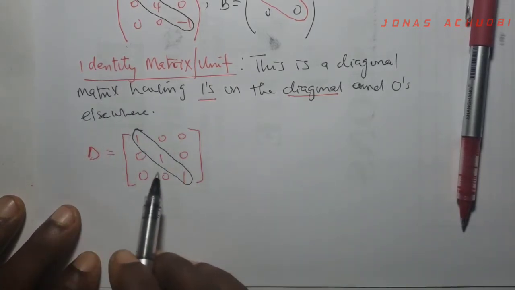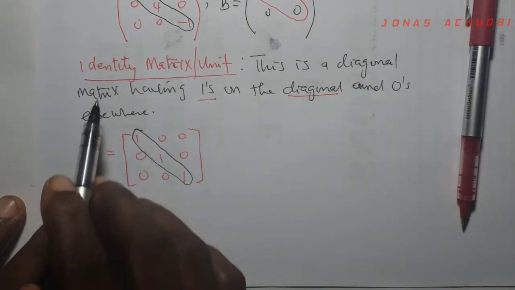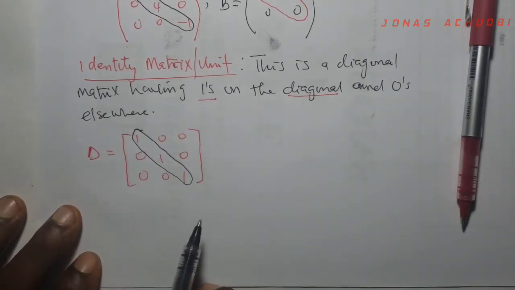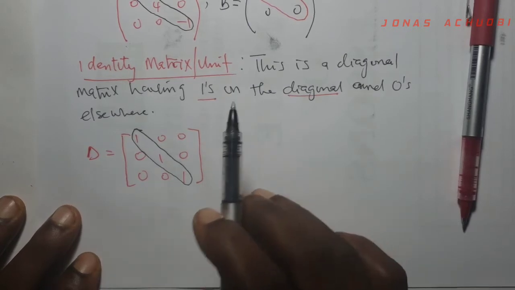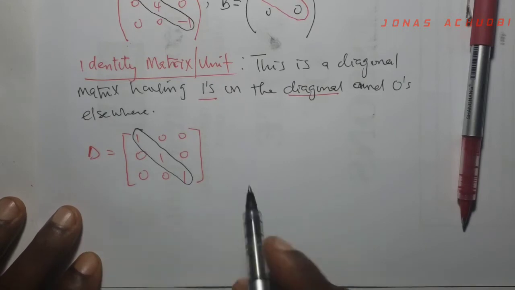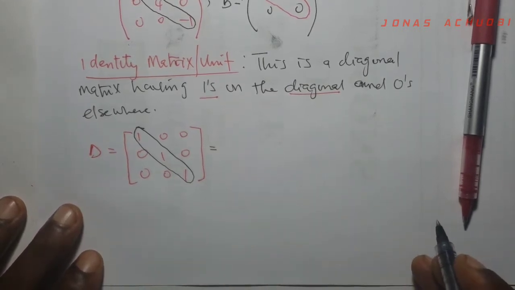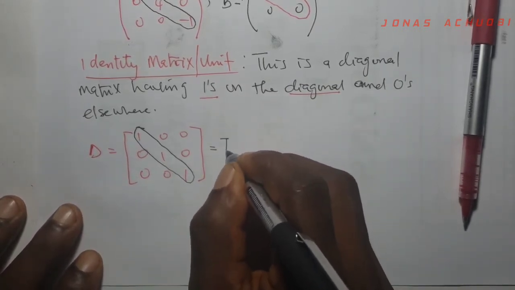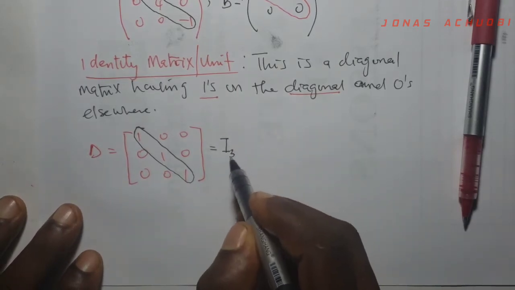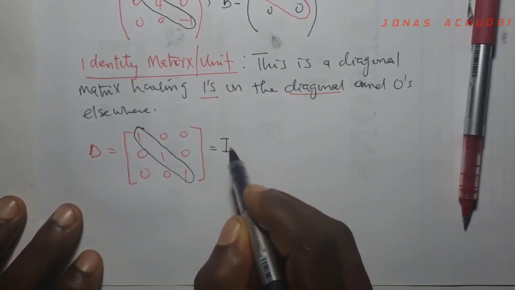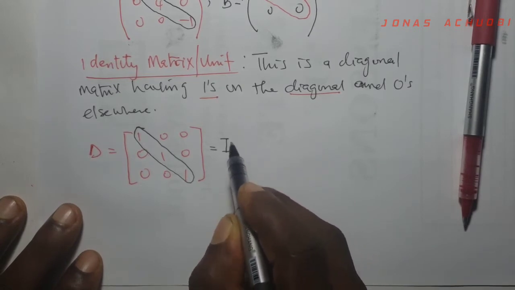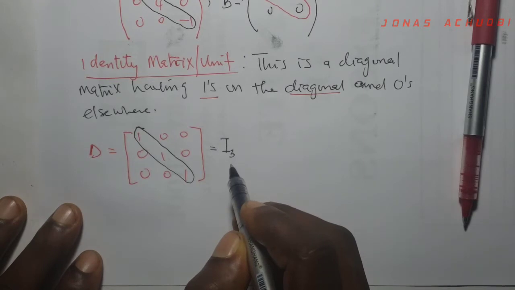So for a diagonal matrix to be called a unit matrix or an identity matrix, the diagonal entries must all be 1 and other entries must be zeros. So this is a unit matrix. And of course, this is a unit matrix of order 3. So we'll write it as capital I with a subscript 3. So once we see this going forward, this simply means a unit matrix of order 3, that means a 3 by 3 square unit matrix.